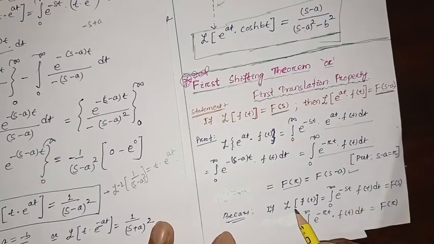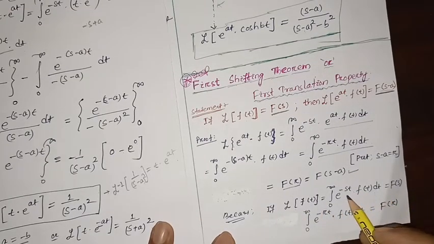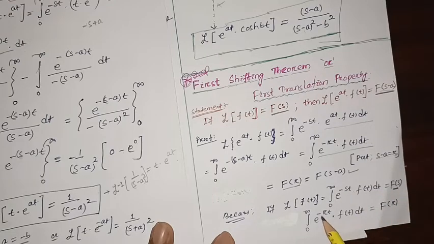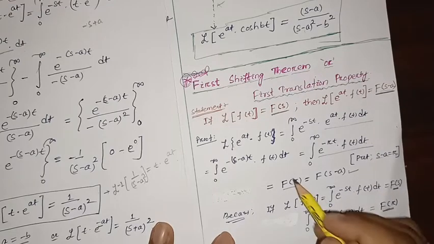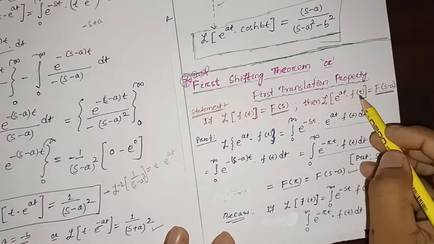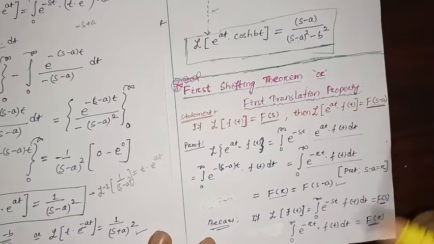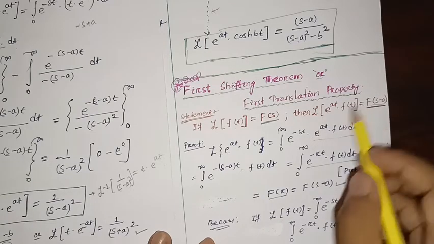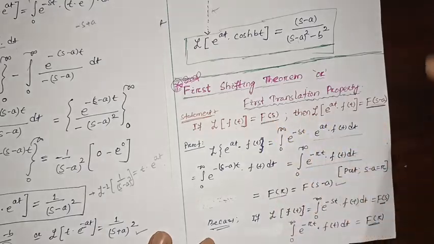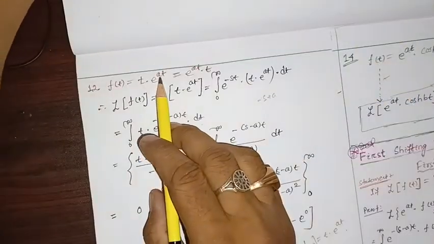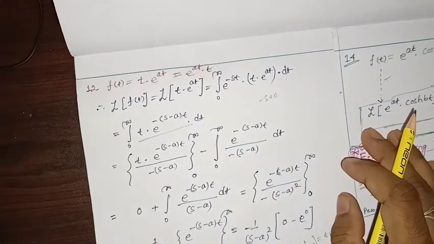Here I explain Laplace transform of f of t equal to integral of e to the minus st f of t dt means F of s. If it will be r, then it will be F of r. So here we found that if e to the power at is multiplied with a function, then whatever the Laplace transform of that function, in that Laplace transform only, instead of s we have to consider s minus a. Here we can see that t into e to the power at. What we found?